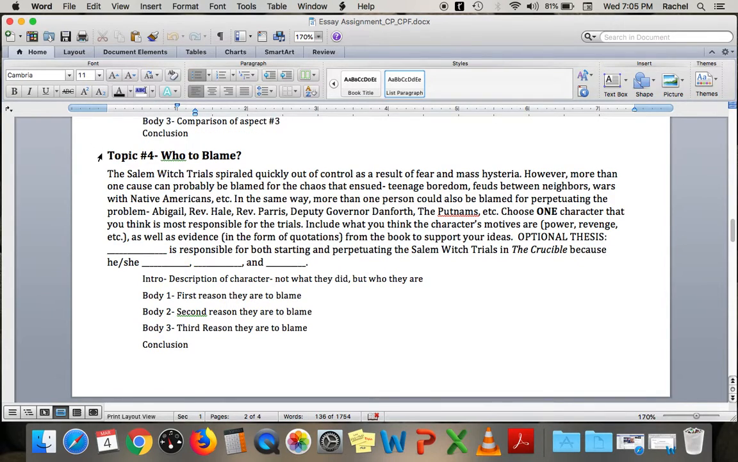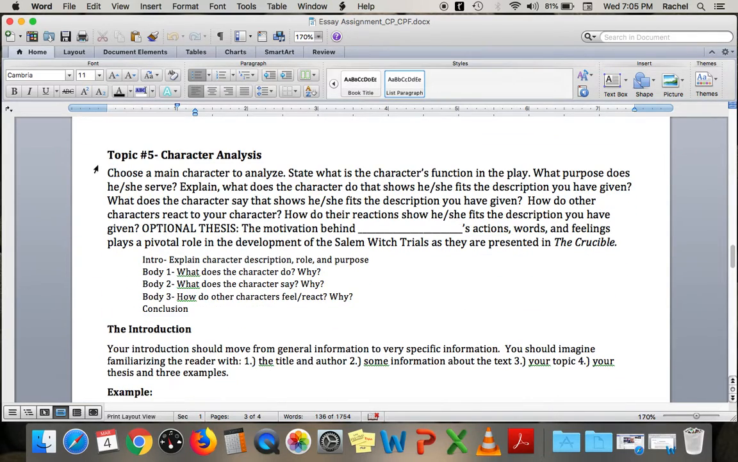If you're going to do topic number 4, you're going to pick 1 character, and you're going to give me 3 reasons why they are to blame. Lastly, if you choose topic number 5, which is the one I'm going to use for the rest of this explanation, you're going to choose a character to analyze. Each one of these topics has an optional thesis statement. You do not have to use the thesis statement that I give you, but you are more than welcome to.